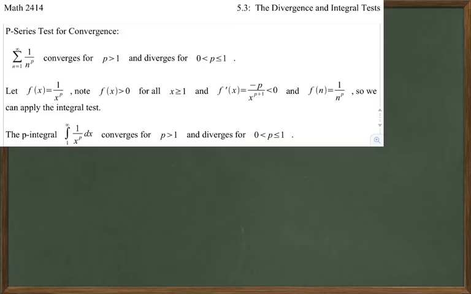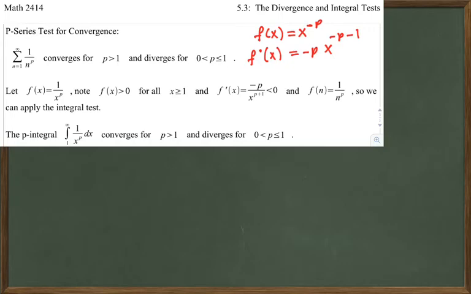So we're going to let f of x equal 1 over x to the p. Note f of x is positive for all x greater than or equal to 1. And the derivative: f of x is equal to x to the negative p, so f prime of x is equal to negative p x to the negative p minus 1. If we rewrite that, f prime of x is negative p over x to the p plus 1. That is negative. And f of n is equal to 1 over n to the p. So all the conditions for the integral test are satisfied, so we can apply the integral test.